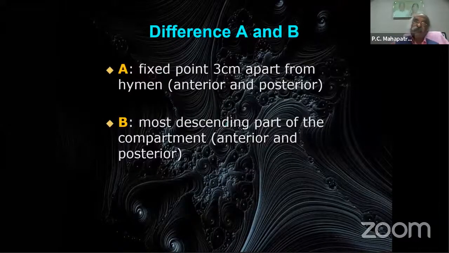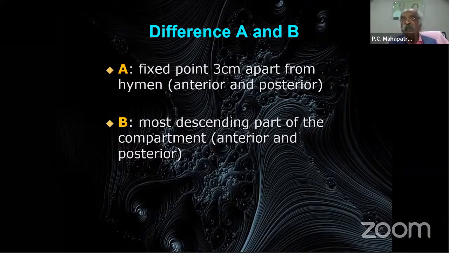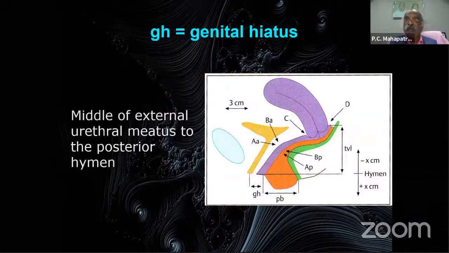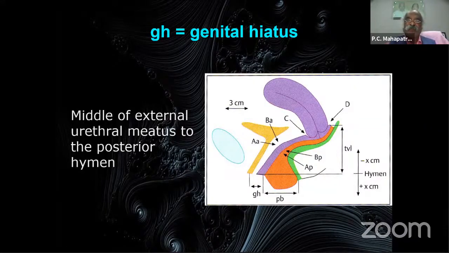So the difference between A and B: A is a fixed point 3 centimeters from the hymen, but B is the most descending part of the compartment, both anterior as well as posterior. So points A and B are completely different. BA and BP are dynamic, whereas AA and AP are fixed. B comes down as a bulge. This is not a static thing.